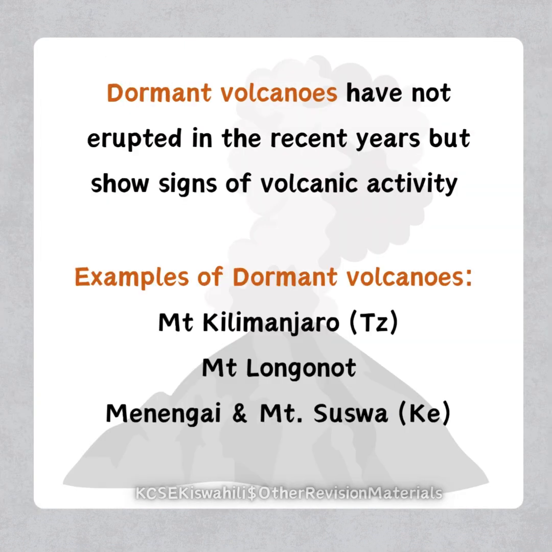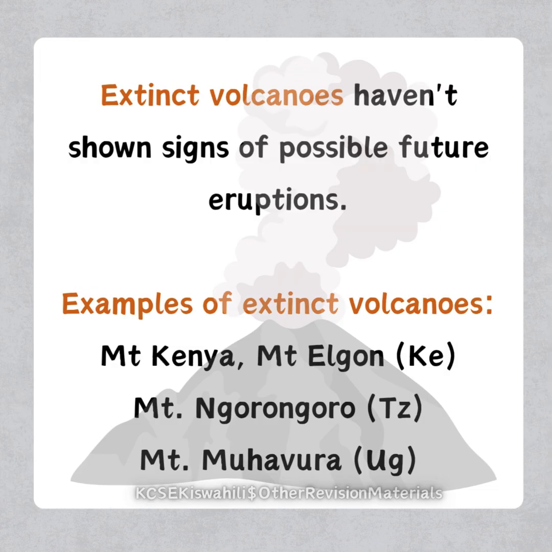Dormant volcanoes on the other hand have not erupted in recent years but show signs of volcanic activity. Examples of dormant volcanoes include Mount Kilimanjaro in Tanzania, Mounts Longonot, Menengai, and Suswa in Kenya. The third type is extinct volcanoes. These types of volcanoes have not shown signs of possible future eruptions. Examples of extinct volcanoes include Mounts Kenya and Elgon in Kenya, Mount Ngorongoro in Tanzania and Mount Muhavura in Uganda.